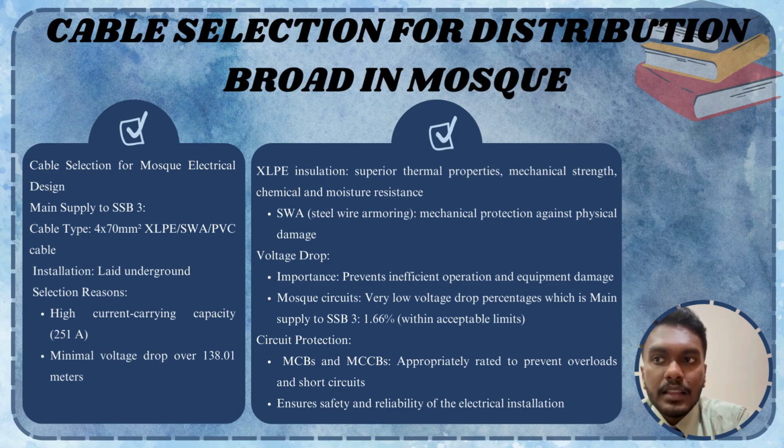For the mosque circuit, the voltage drop percentage is kept very low, with the highest being 1.66% for the main supply to SSP3. Well within the acceptable limit, this careful consideration ensures that the electrical system operates efficiently with minimal energy losses and consistent voltage levels supplied to all connected devices. The appropriately rated MCBs, miniature circuit breakers, and MCCBs, molded case circuit breakers, further ensure that each circuit is adequately protected against overload and short circuit, enhancing the overall safety and reliability of the electrical installation in the mosque.